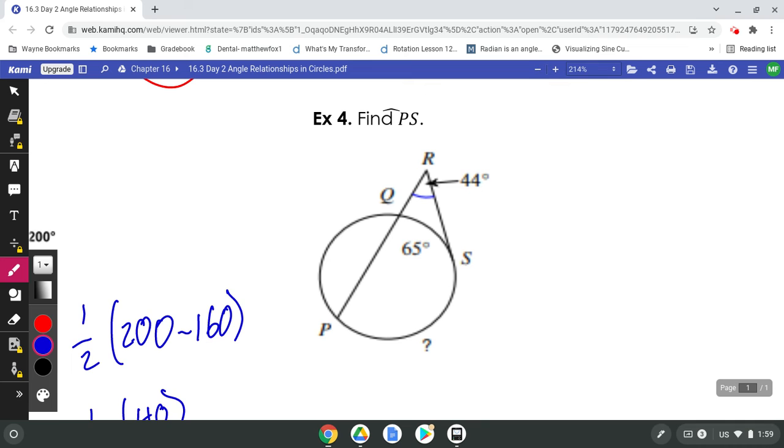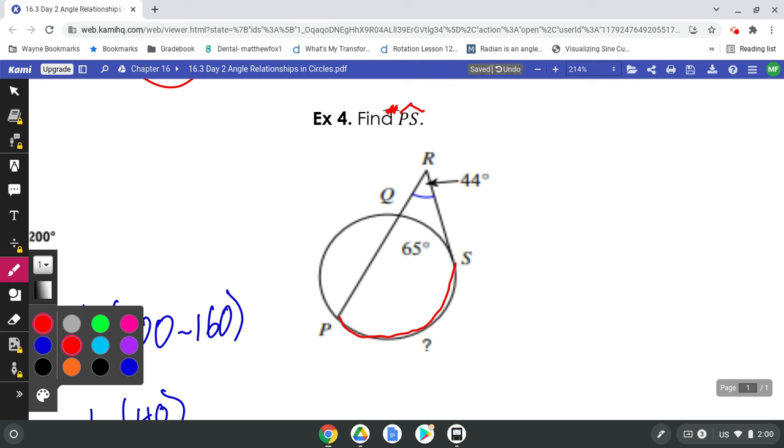Now our last one. Once again, this one is a little different. It asks us to find the arc PS. Okay, so arc PS is right here. Right away, since there's just two letters there, we know that 180 is the most it can be. It's less than 180.